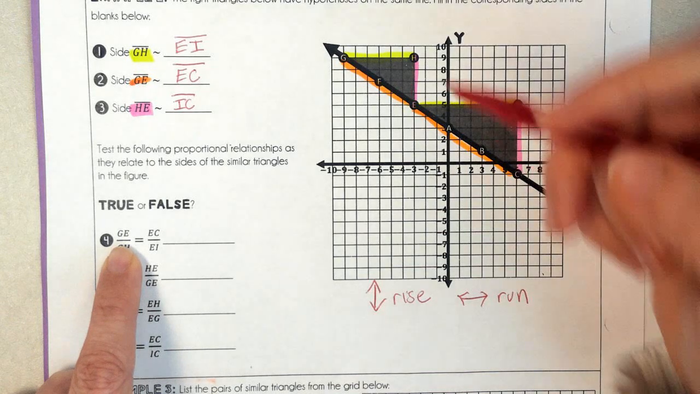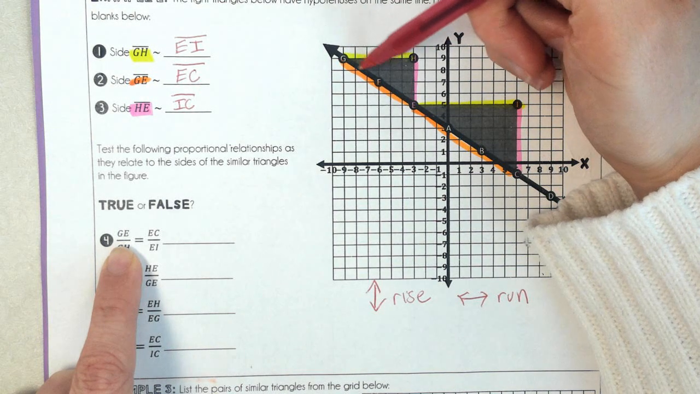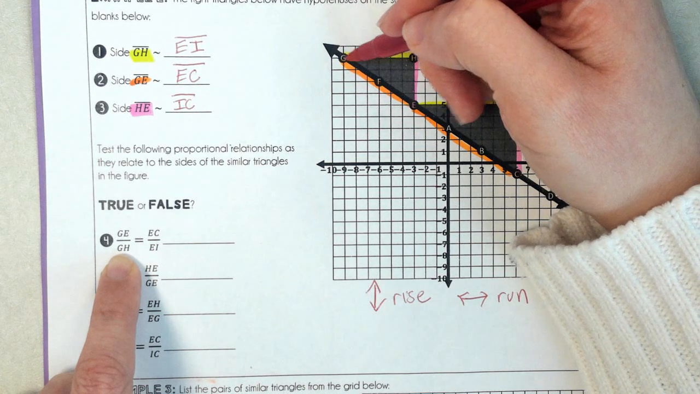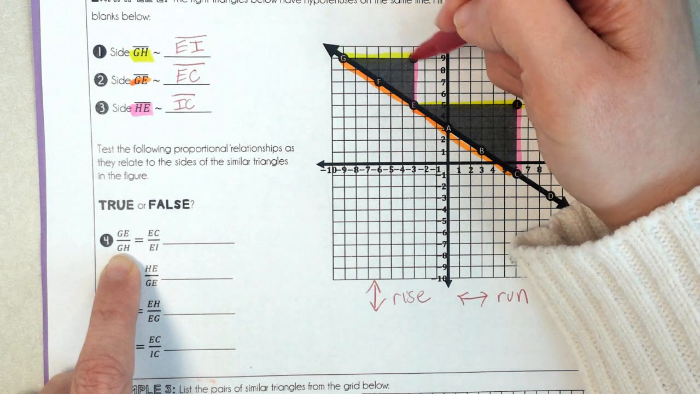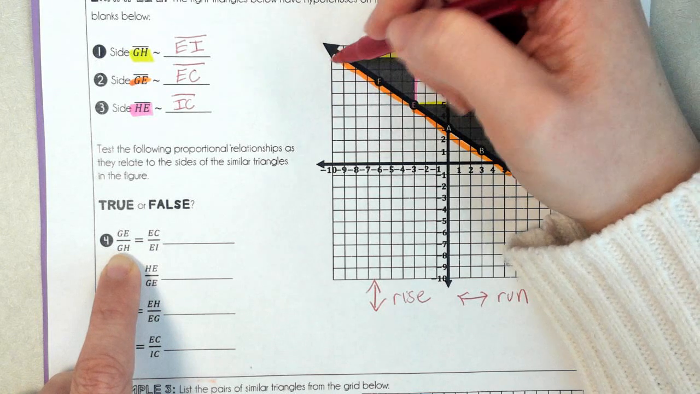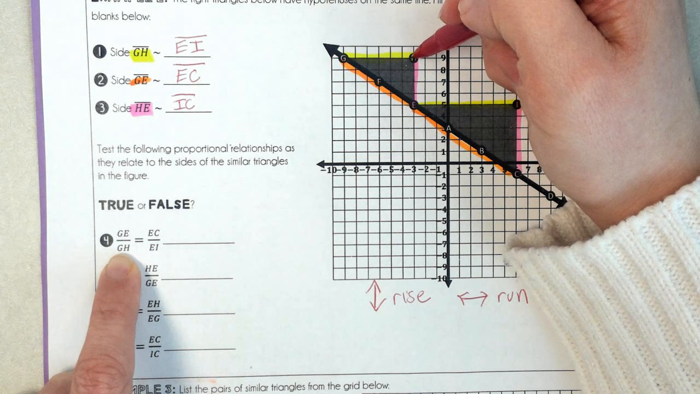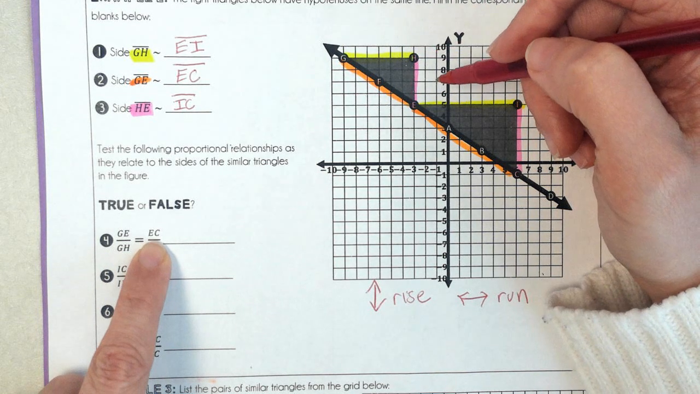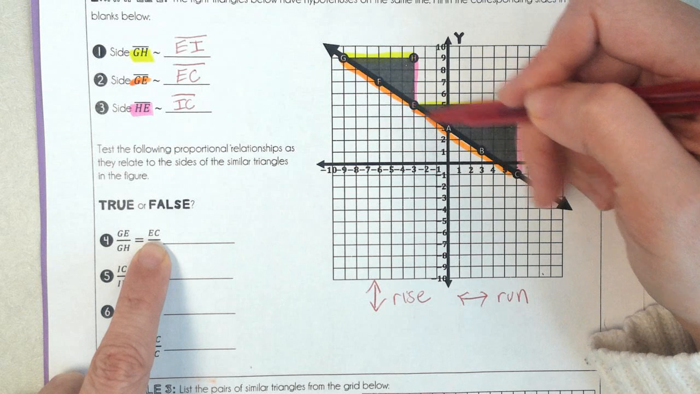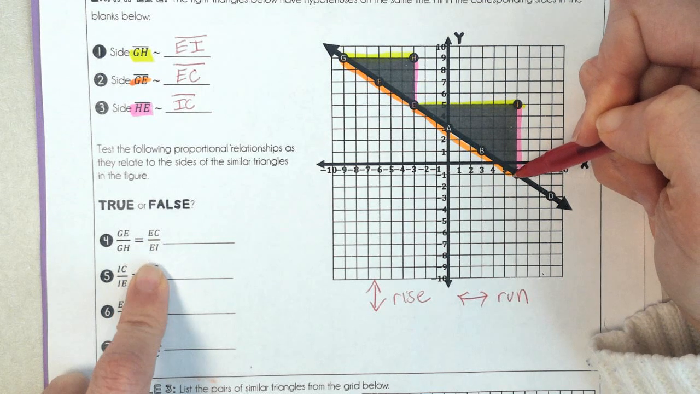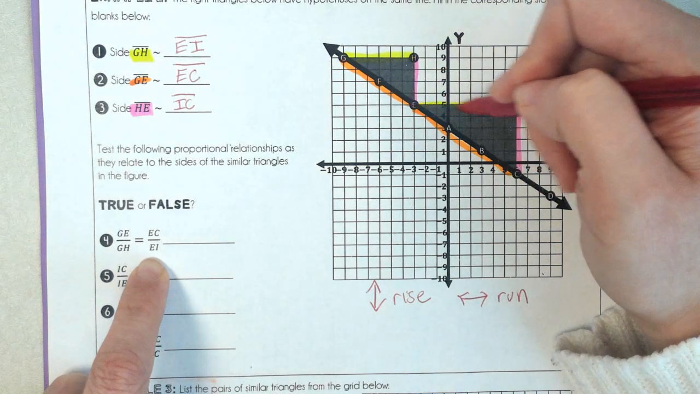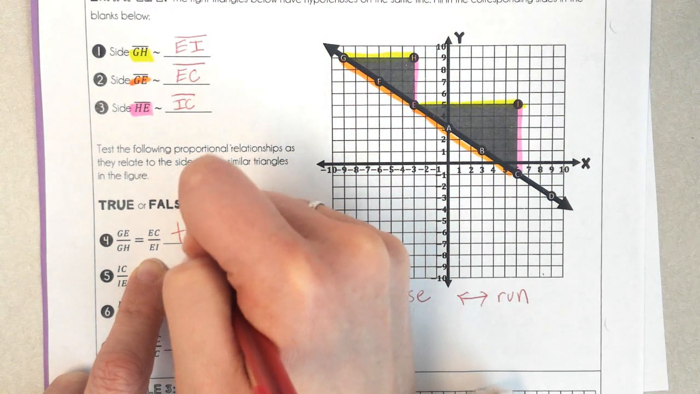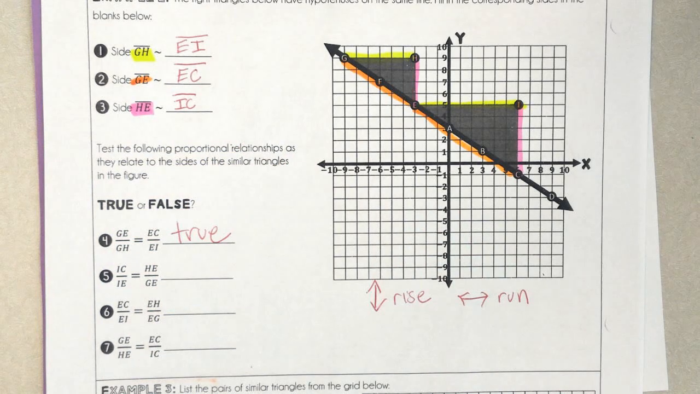Okay, so looking back up here again, we said this one is the hypotenuse, and then it's over GH. GH is the run. Very good. So if we want hypotenuse over run, the other side has to be the same way with the corresponding parts. So the top, is the top the hypotenuse? EC. Yes. Is the bottom the run? EI. Yes. So is this one true or false? True.